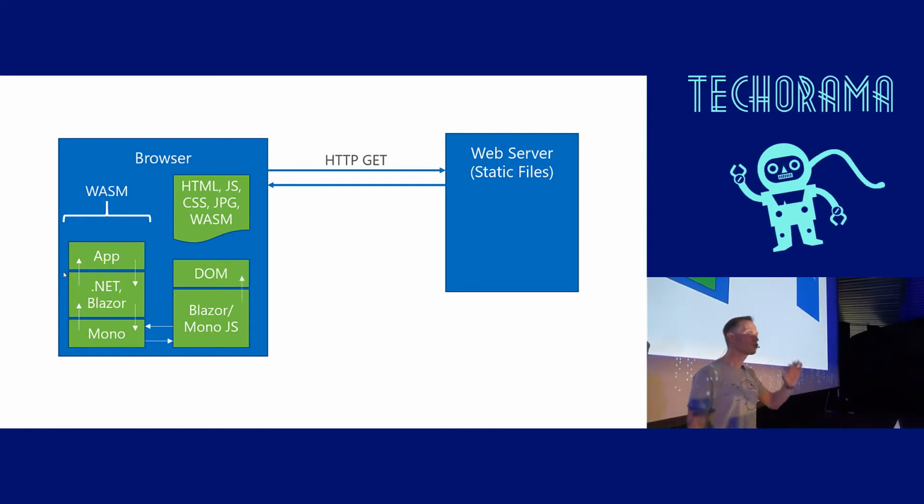Then the Blazor JavaScript part will manipulate the DOM, and if the user clicks, for instance, on the DOM, the story begins from the beginning. Okay, everything starts from the beginning again. Blazor talks to Mono, Mono talks to Blazor, Blazor talks to your app, and your app reacts. I think you get the point.